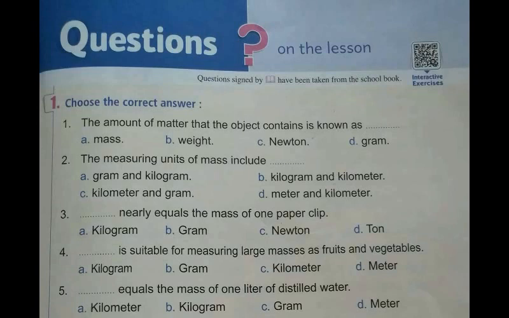نوع الأسئلة الأولى اللي هي number 1 choose the correct answer. 1 The amount of matter that the object contains is known as. مقدار المادة اللي بتحتوي عليها الجسم يسمى، نفتكر الديفينيشن mass. هنعمل choose A mass. The measuring units of mass include، نفتكر كان ايه؟ جرام and kilograms. يبقى هي نمبر A جرام and kilograms.